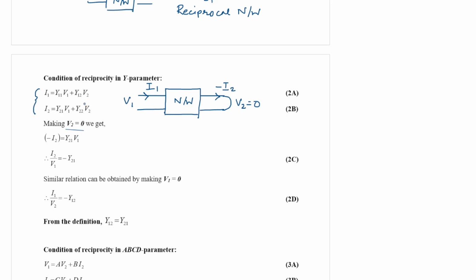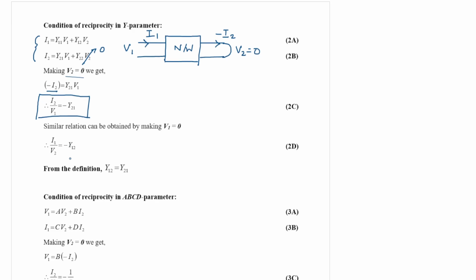So from equation 2b, we can straight away write: when V2 is equal to 0, this term vanishes. So I2 becomes Y21 V1, and since the direction of the current changes, I2 must be replaced by minus I2. So from this equation, you can straight away write I2 by V1 is equal to minus Y21.